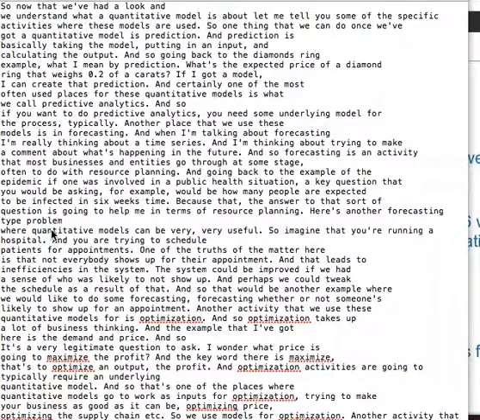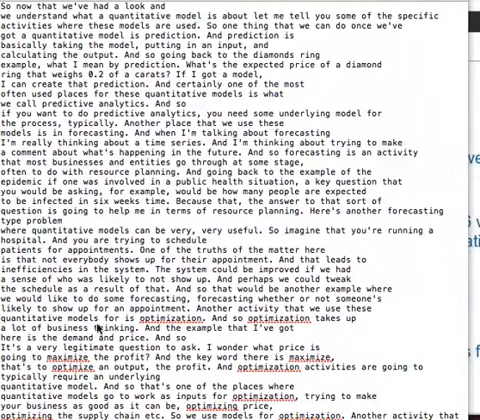Here's another forecasting type problem where quantitative models can be very useful. Imagine that you are running a hospital and you're trying to schedule patients for appointments. One of the truths of the matter here is that not everybody shows up for the appointment, and that leads to inefficiency in the system. The system could be improved if we had a sense of who was likely to not show up, and perhaps we could tweak the schedule as a result of that. That would be another example where we would like to do some forecasting: forecasting whether or not someone's likely to show up for an appointment.